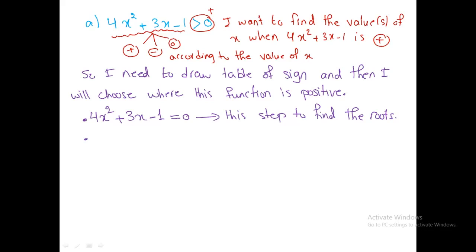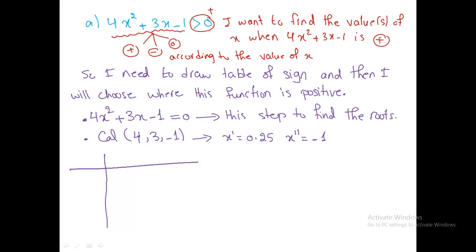I will not use delta, I will use calculator and enter A 4, B 3 and C minus 1. Then the calculator will give me x prime equals 0.25, x double prime equals minus 1. Now I will draw the table of sign.